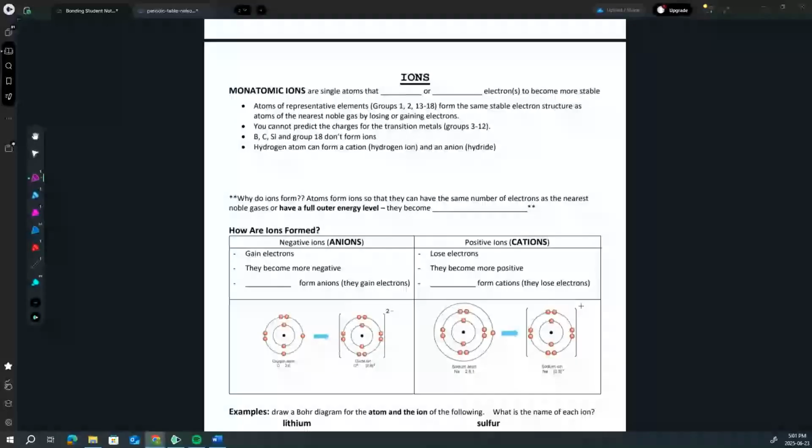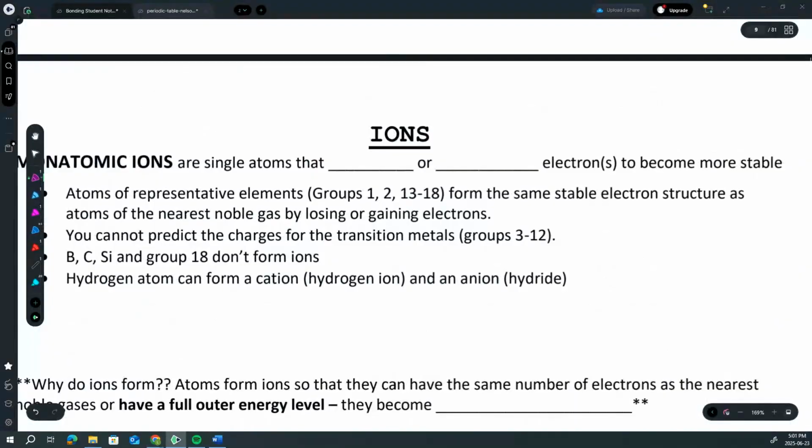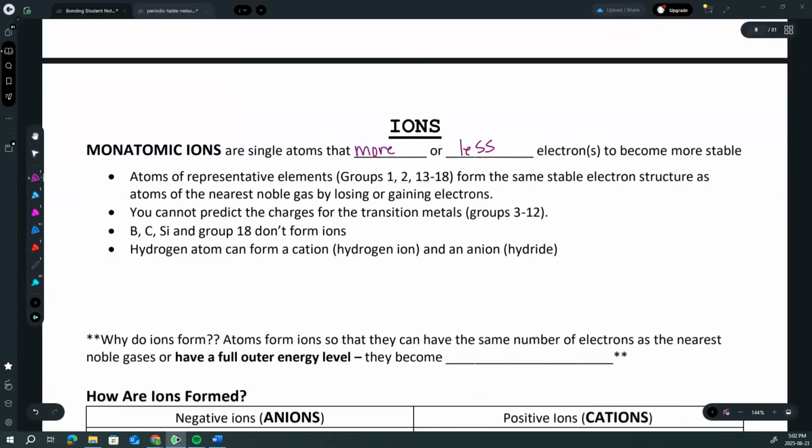In this lesson, we're going to be covering ions and what they are, naming ions, and how to draw Bohr energy level diagrams for ions. So, monoatomic ions are single atoms that either have more or less electrons compared to their atom counterparts, and they're gaining or losing electrons in order to become more stable.